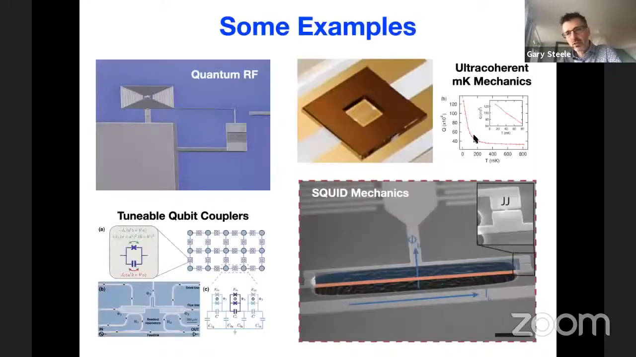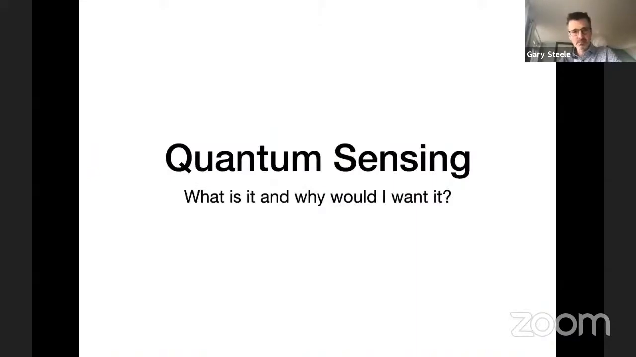We found that these can have extremely high quality factors, up to 120 million, at low temperatures. And the last thing on this little highlight slide is this recent result of SQUID mechanics. This is where we use a superconducting quantum interference device to read out the position of this little beam that can vibrate up and down. And I'll tell you a little bit more about that during the talk.